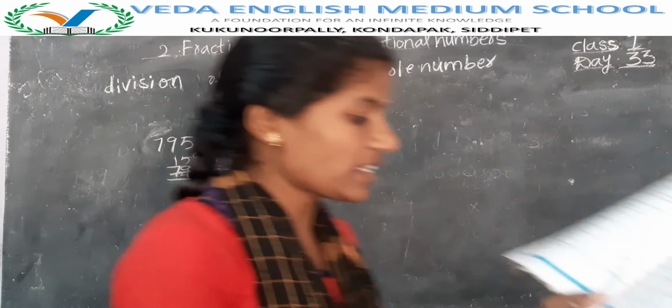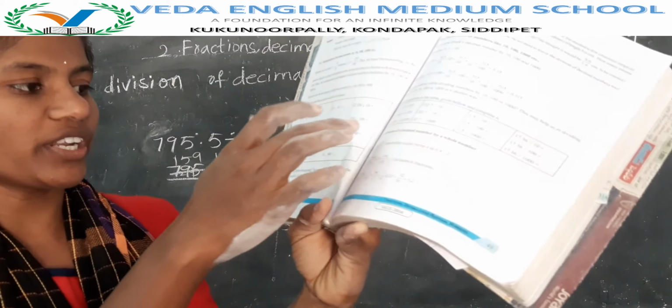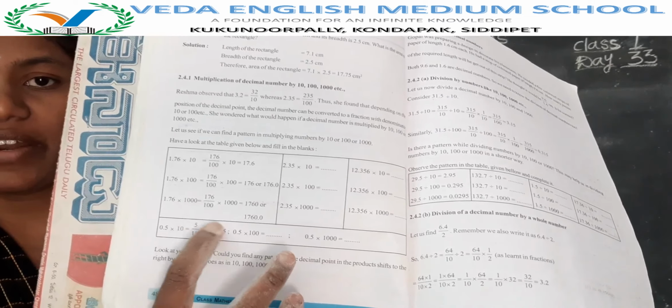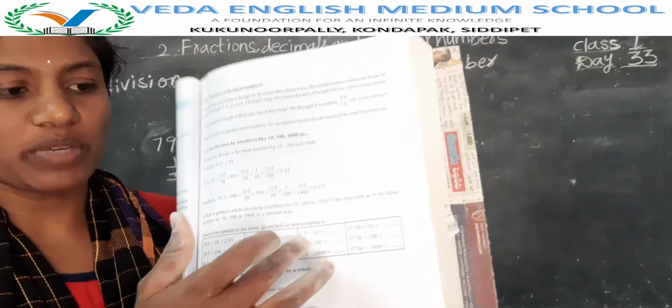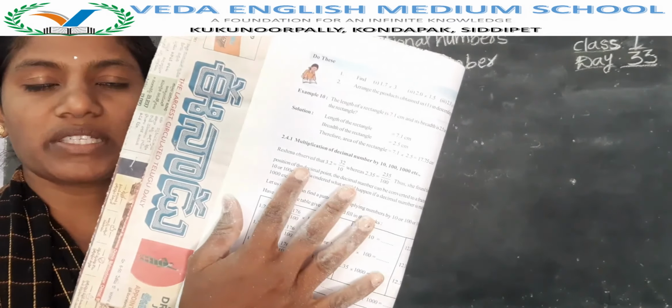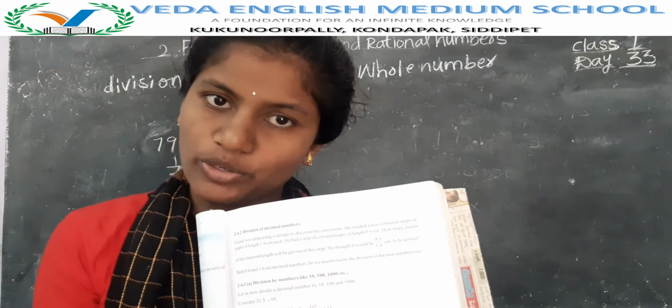Before going to the next class, those who have textbooks, senior textbooks, page number 45 and page number 49. Now we have this box, multiplication of decimals by 10, 100 and 1000. You have to complete this box and send it to me. Next, division of decimals by 10, 100 and 1000. Complete this box in your textbook only. Both you have to complete in the textbook and send to me.